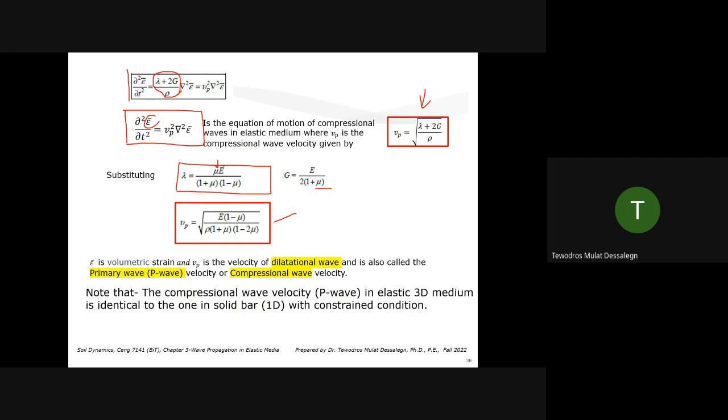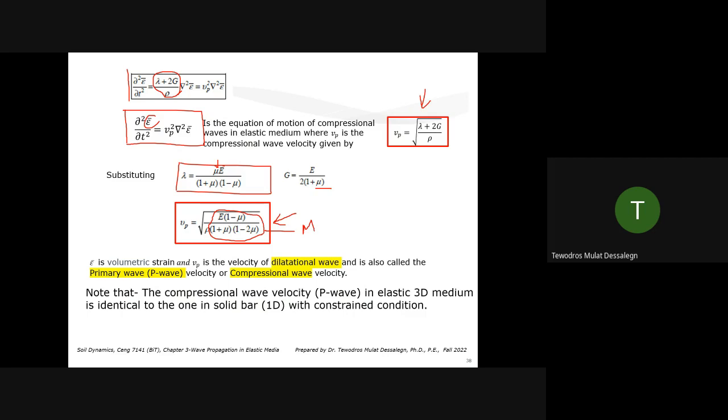Remember, this VP is very identical to the one we get from the bar, which is a 1D case with a constraint modulus. This is the constraint modulus, M. We call it M. Why is it the same as the case of constraint modulus?